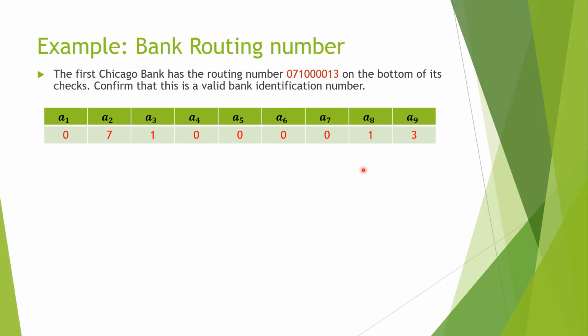After labeling all the digits, we have to use the congruence: A sub 9 is congruent to 7 times A sub 1 plus 3 times A sub 2 plus 9 times A sub 3 plus 7 times A sub 4 plus 3 times A sub 5 plus 9 times A sub 6 plus 7 times A sub 7 plus 3 times A sub 8, modulo 10. Since we have the values from A sub 1 up to A sub 9, we have to substitute.